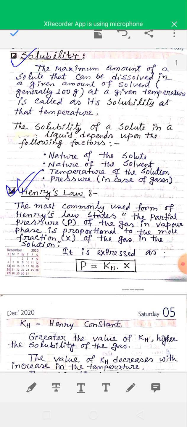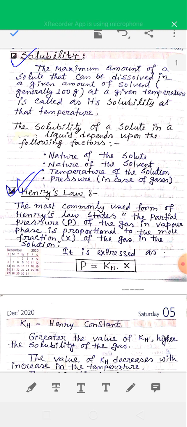In this video, I am continuing the second chapter of class 12th chemistry. The topic is solutions. In the first video, I have discussed different types of concentration terms, that is molality, mole fraction, normality. And today, in this video, I will discuss solubilities, Henry's law, Raoult's law, ideal solution, non-ideal solution, and azeotropic mixture or constant boiling mixture.